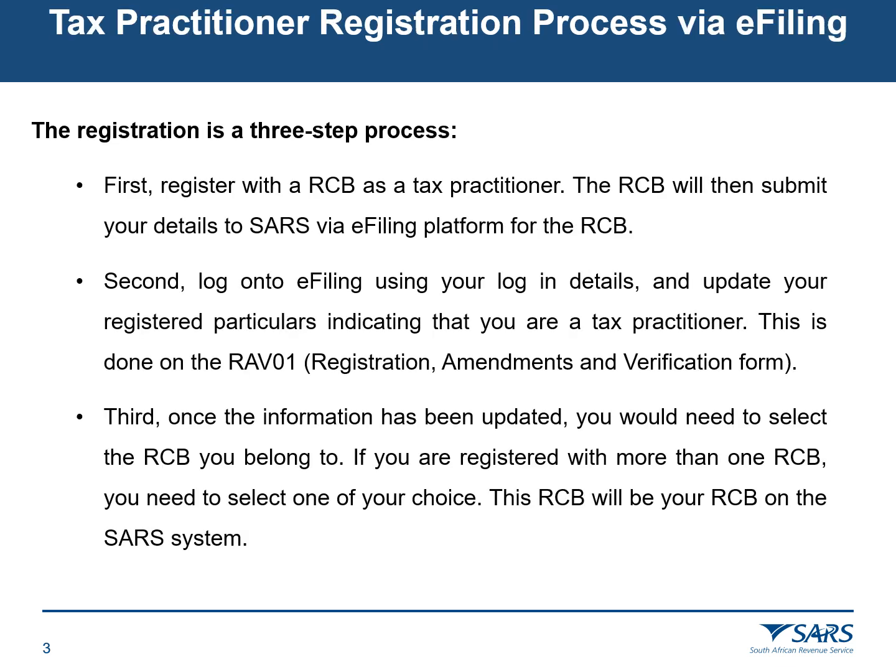The registration process is a three-step process. First, you register with the RCB. The RCB will then submit your details to SARS via a platform for RCBs. Secondly, you log on to e-filing using your login details and update your registered particulars indicating that you are a tax practitioner. This is done via the RAV 01 form, which is the Registration, Amendments and Verification form.